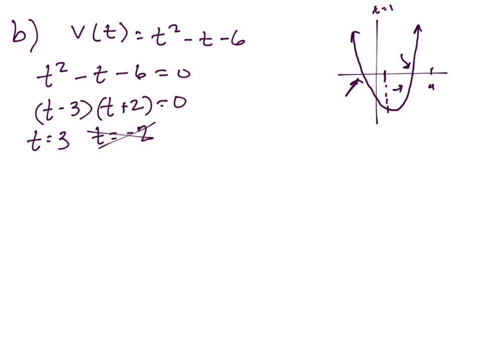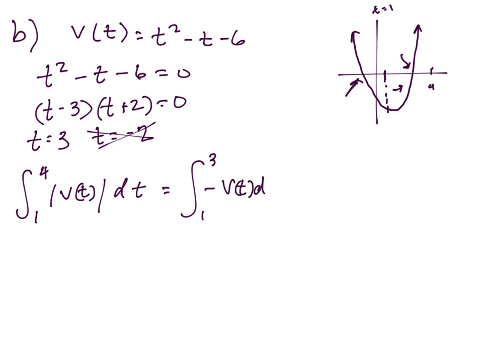Okay, so we know that the time happens at 3, that this hits the x-axis. So what we want to do is integrate on the interval from... really this should be the absolute value of v of t, right? That's what we're doing. We want the absolute value of v of t on 1 to 4. That's going to equal, taking from 1 to 3, the negative integral of v of t dt, because we know that at 3, everything from 1 to 3 is below the x-axis.